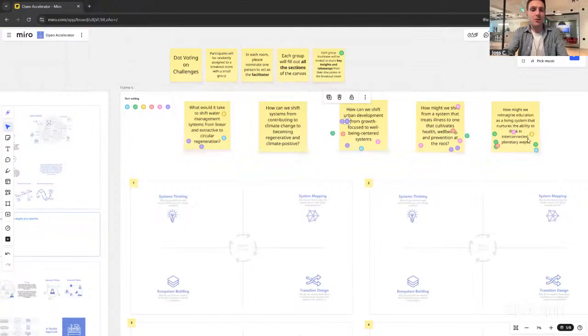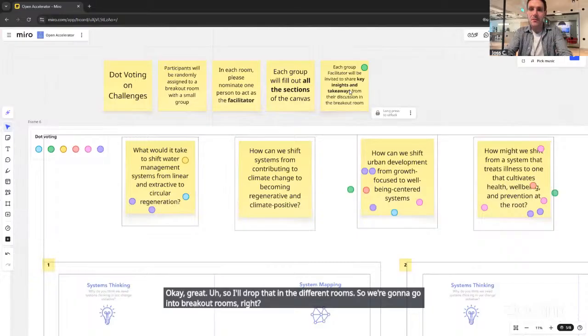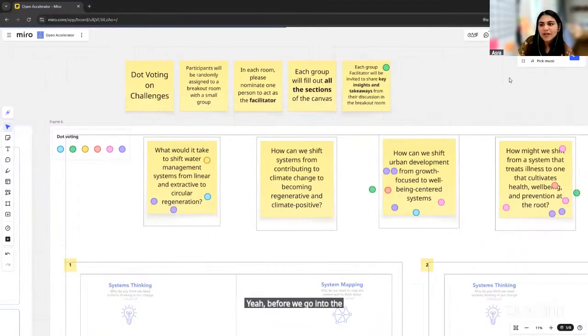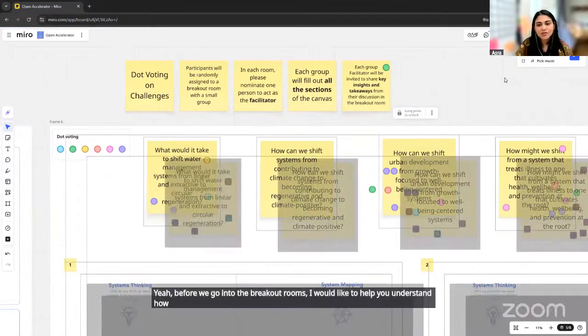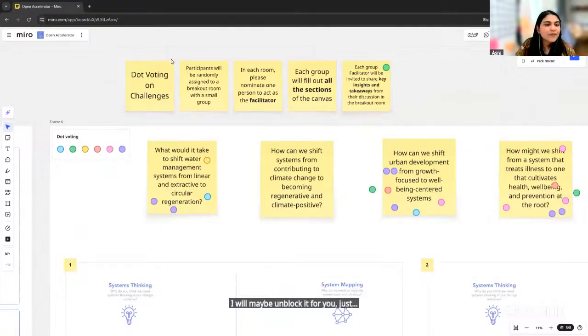So I'll drop that in the different rooms. So we're gonna go into breakout rooms, right? Yeah, before we go into the breakout rooms, I would like to help you understand how we do this. I will maybe unlock it for you. Okay, I got it. Yeah.